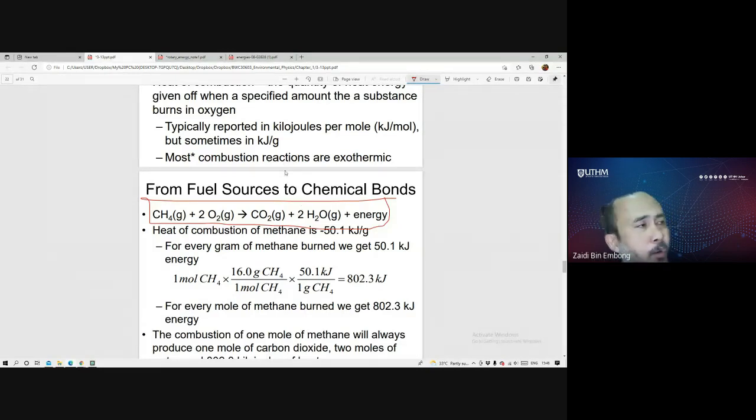Exo, endo. Exo is release. Endo is not release. That's why we have the car exhaust. Exhaust means release. Exothermic, endothermic. So that's why most combustion systems are exothermic. Exothermic means what? Combustion. Car combustion engine, for example.